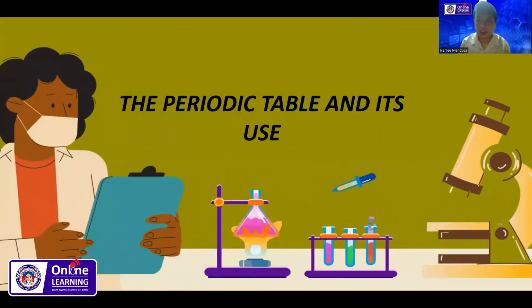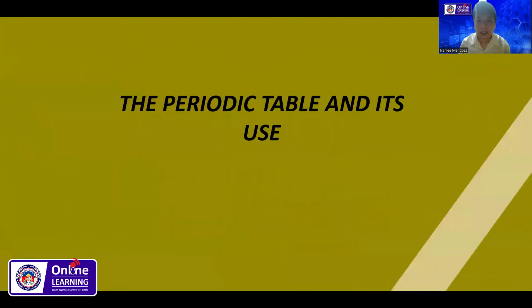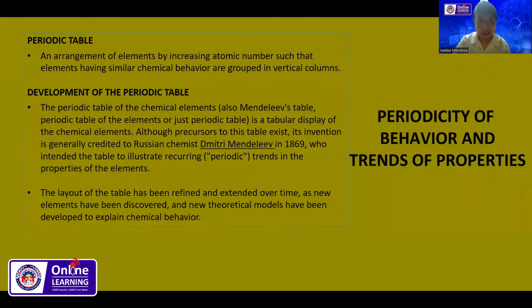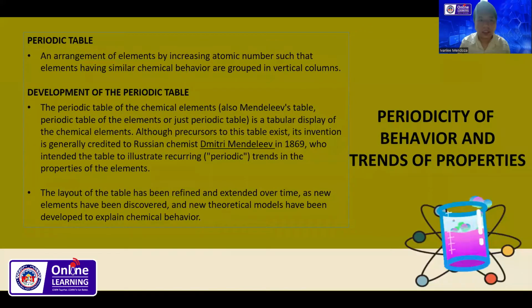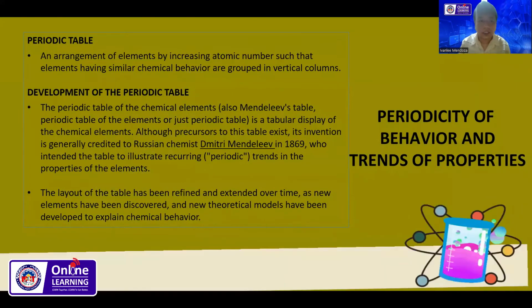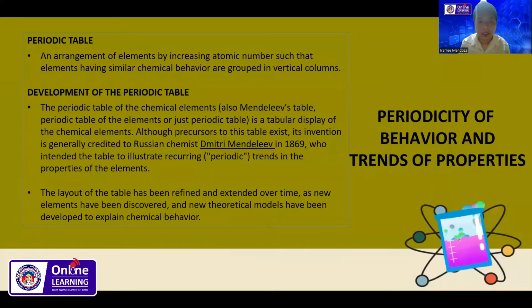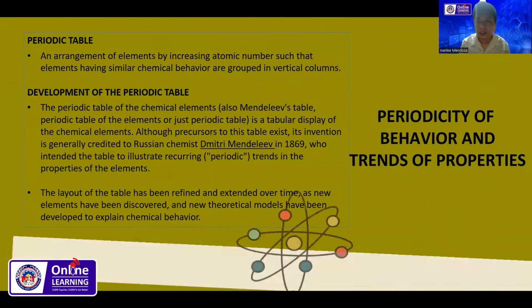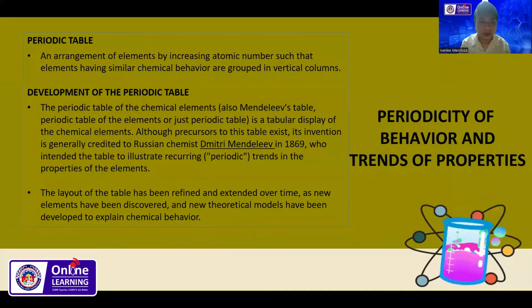For today, let us proceed to the next chapter, that is the periodic table and its use. Now, the periodic table is an arrangement of elements by increasing atomic numbers such that elements having similar chemical behavior are grouped in vertical columns.